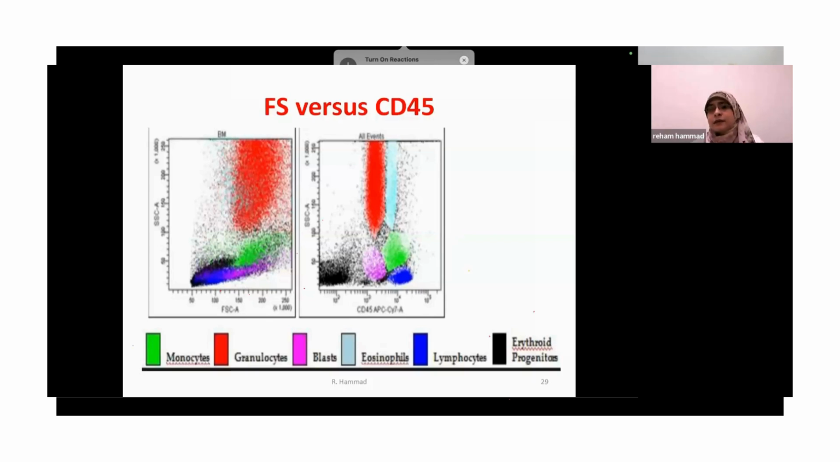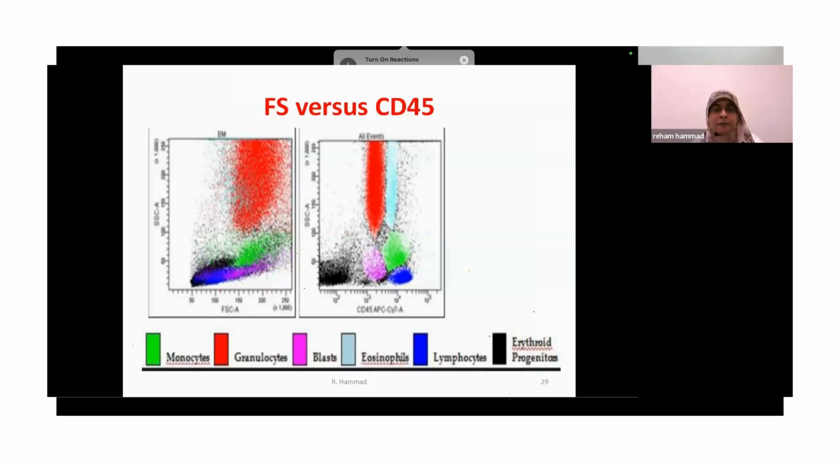Why is that? Because when forward scatter and side scatter are used, you are not identifying the population by its marker. You are identifying the population by its size and by its complexity. So you know that monocytes have more granules than the lymphocytes, and you know that they are larger in size, so you know their place in this type of scatter is going to be higher side scatter and higher forward scatter.